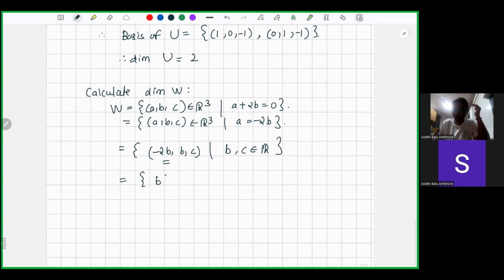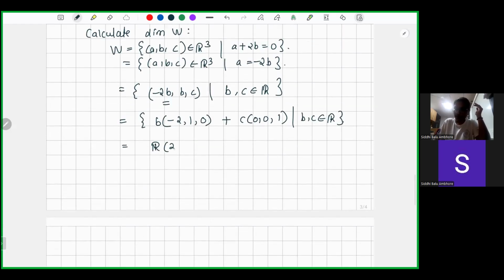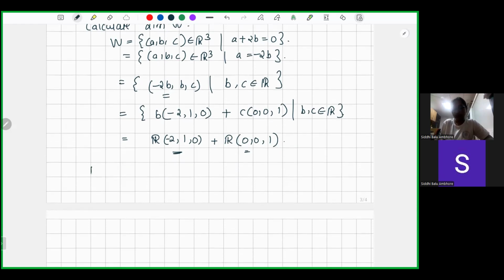So if I want to write this, it is B into (minus 2, 1, 0) plus C into (0, 0, 1) such that B and C in R. So this is R times (minus 2, 1, 0) plus R times (0, 0, 1). And you can again check that these two vectors are linearly independent, and we get this basis of W as (minus 2, 1, 0) and (0, 0, 1), and this dimension of W then becomes 2.